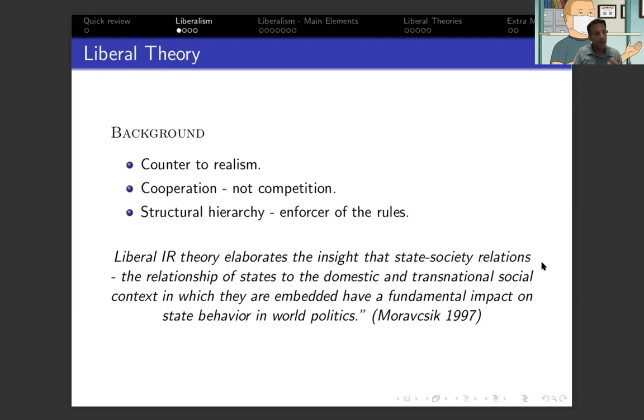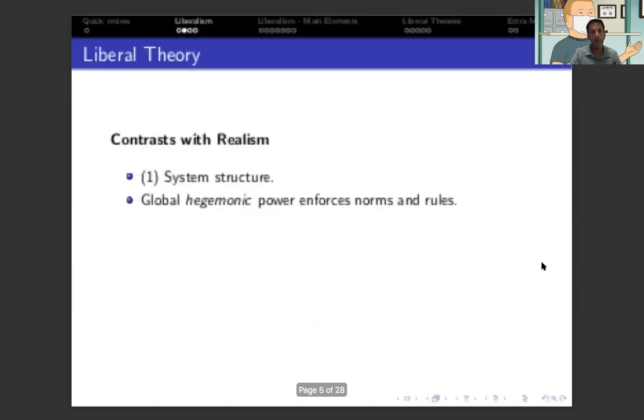And that already gives us a hint to the distinctions of that theory from the material realist point of view. It places a lot more on the society, the state-society relations, as a powerful factor that shapes the behavior on the international scale. And that's going to lead me to, let's talk a little bit about distinctions between the liberal point of view and the realist point of view that we talked about so far.